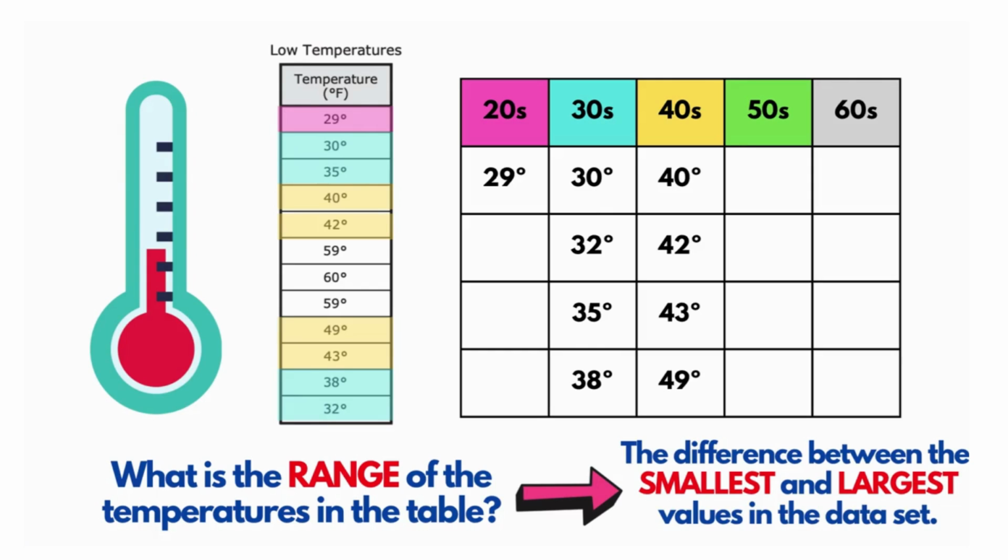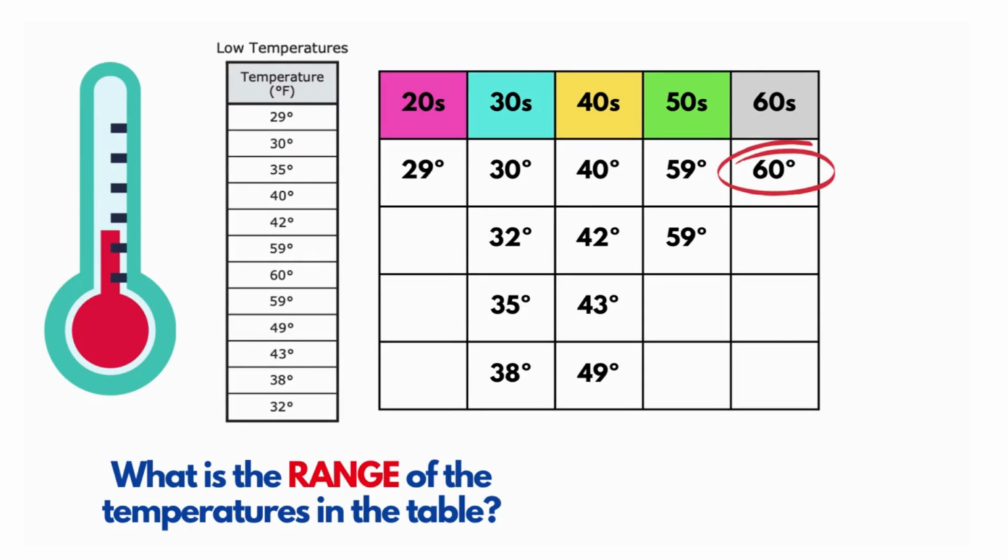So in our 40s, there are 4 values there. In the 50s, it looks like there are 2 values. And in the 60s, we only have 1 value left, so that will actually be our greatest number. So our greatest number is 60, and we need to find our smallest number.